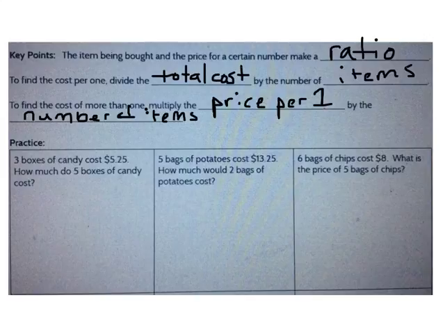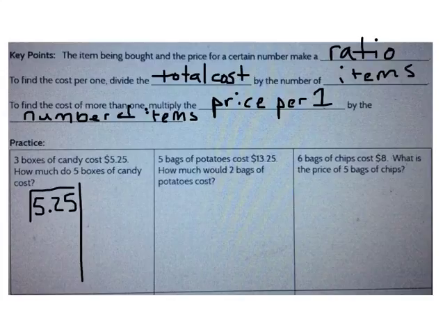We'll talk through the first one, and then you can try the next 5. Let's read the first one together. 3 boxes of candy cost $5.25. How much do 5 boxes of candy cost? Well, first I need to find the price of 1 box of candy. I need to divide $5.25 divided by 3. Go ahead and do that division problem now.